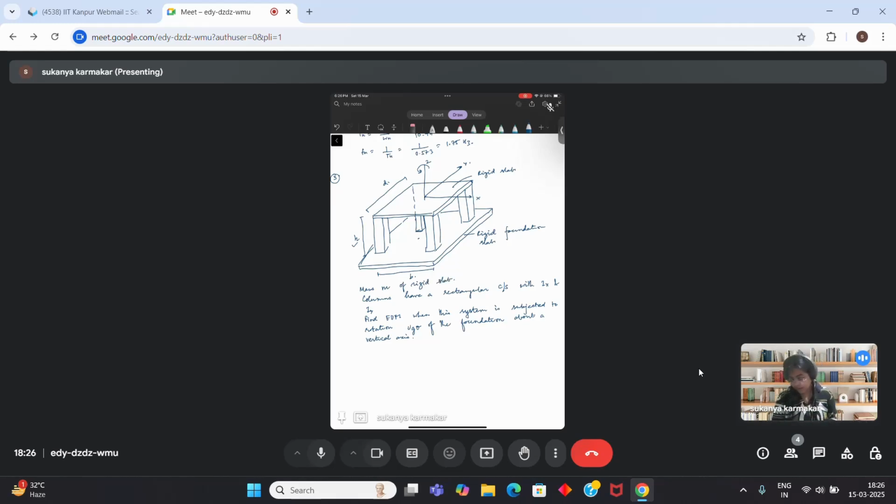Mass of the column can be ignored. So I'll help you visualize this rotation u_g theta. If this is the z-axis, this is now about this. You have found the rigid foundation slab, u_g theta.